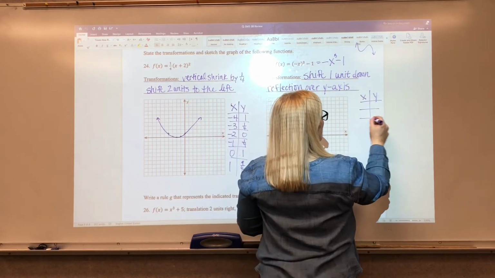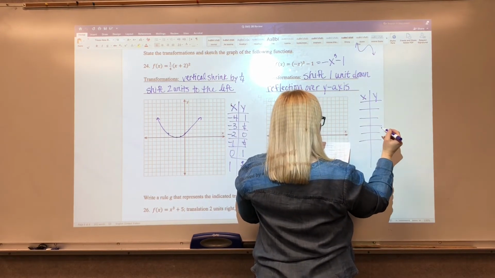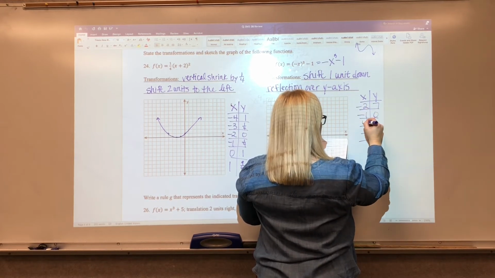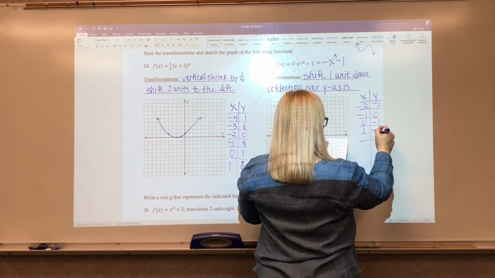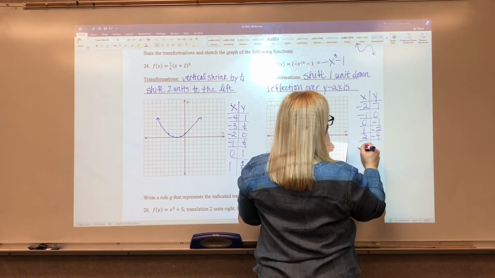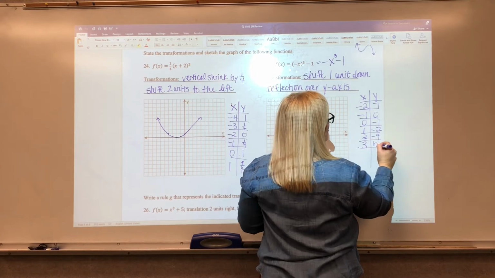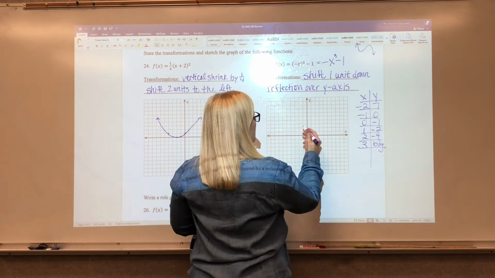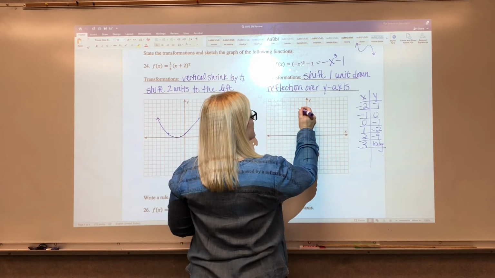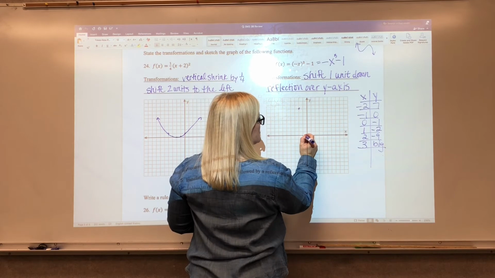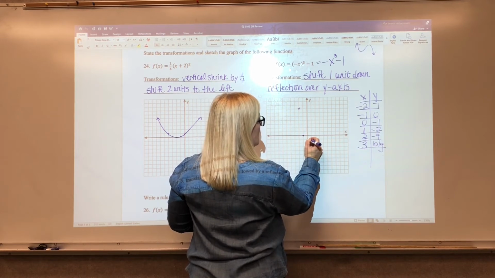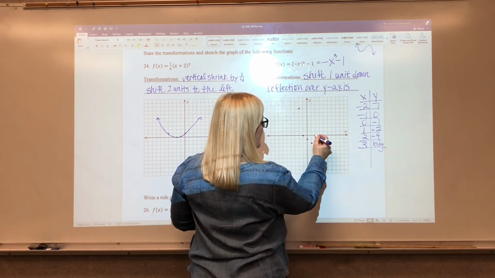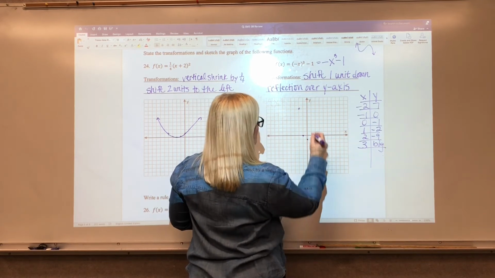But I plotted some points. I've got negative 2, 7, negative 1, 0, 0, negative 1, 1, negative 2, 2, negative 9, and I went on and did 3, and it was just really big. So I wrote big. So negative 2, 7, negative 1, 0, 0, negative 1, 1, negative 2, and 2, negative 9, which I think is clear down here.